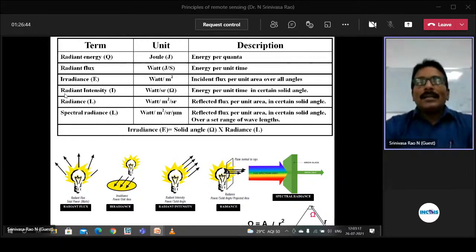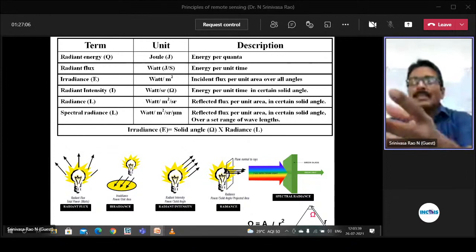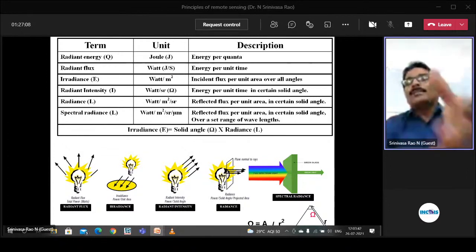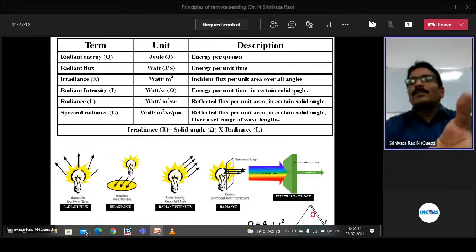Now the radiant intensity. Radiant intensity is watt per steradian, instead of meter square. Steradian is the unit for direction. Here, instead of all directions, it is one particular direction. Watt per steradian means within 1 second of time, in one particular direction, how many packets of energy are leaving or incident. That is the radiant intensity, energy per unit time at a certain solid angle.